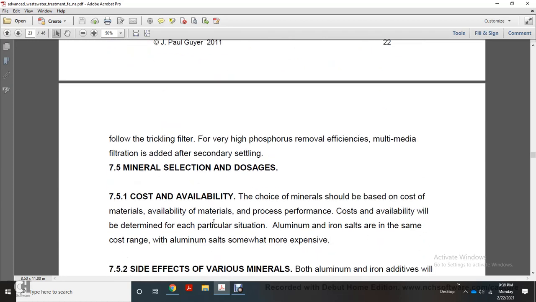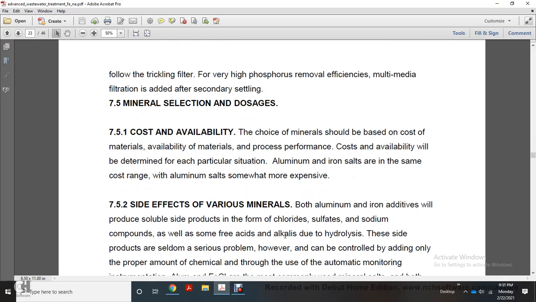Mineral selection and dosages, cost and availability. The choice of minerals should be based on the cost of the materials available. Process performance, cost, and availability will determine each particular situation. Aluminum and iron salts are in the same cost range, with aluminum salt somewhat more expensive.